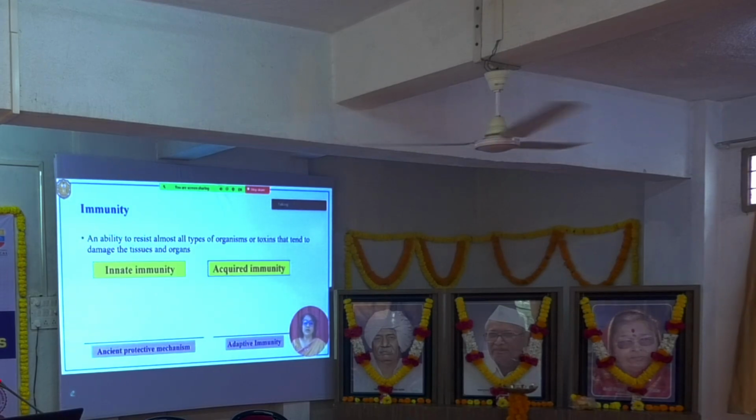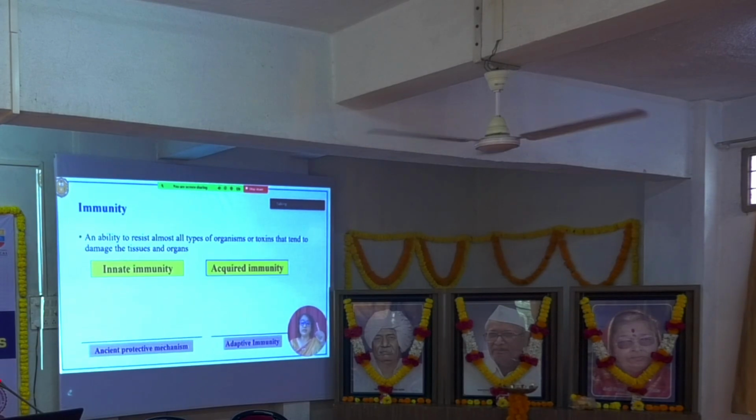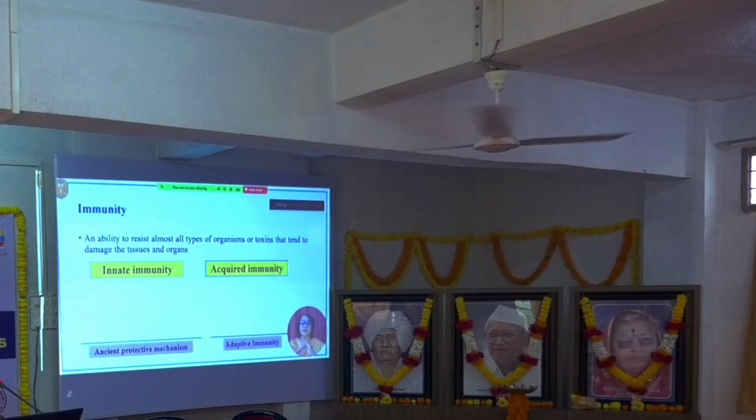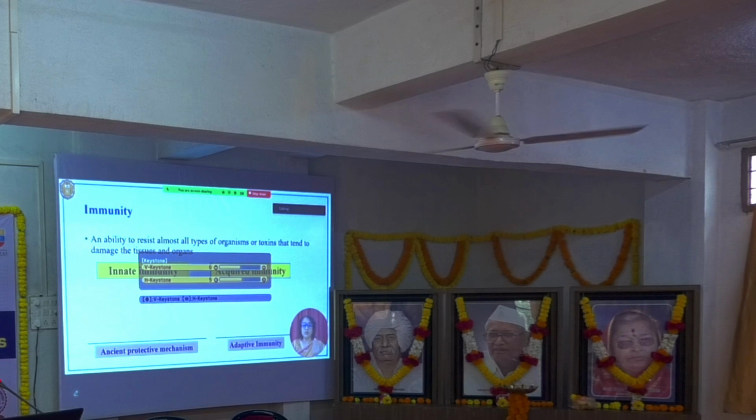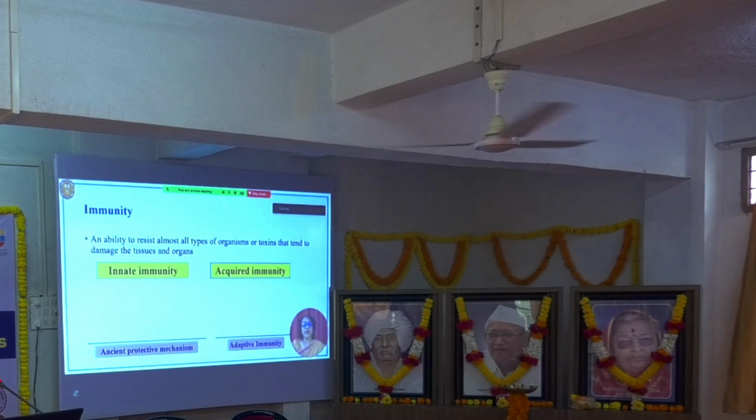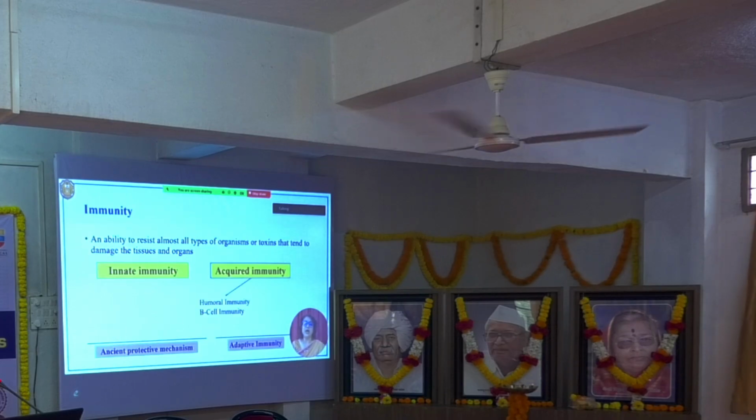Innate immunities are ancient natural mechanisms to prevent invasion of organisms in the body. We also develop immunity with consequent exposure, which is called acquired immunity or adaptive immunity. Acquired immunity is of two types: humoral immunity and cell-mediated immunity.